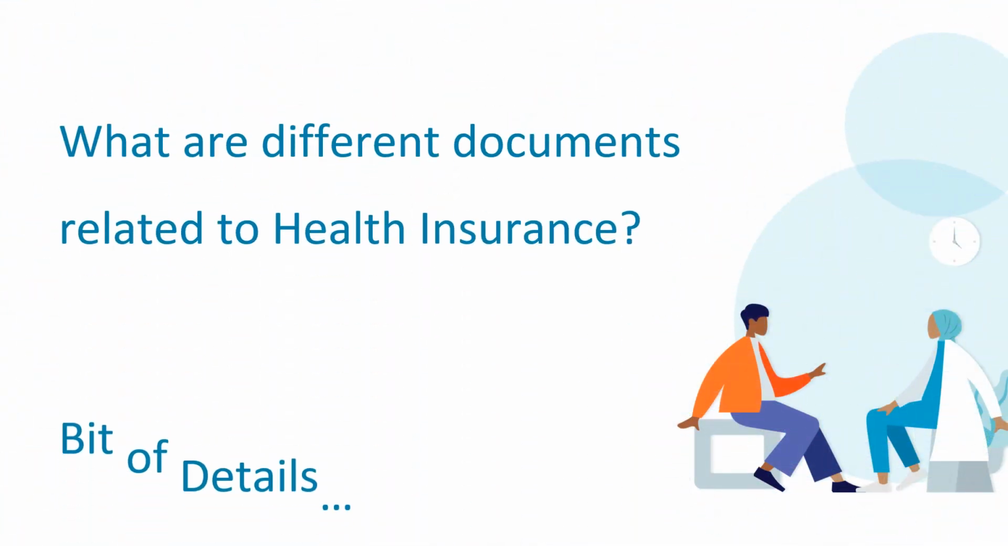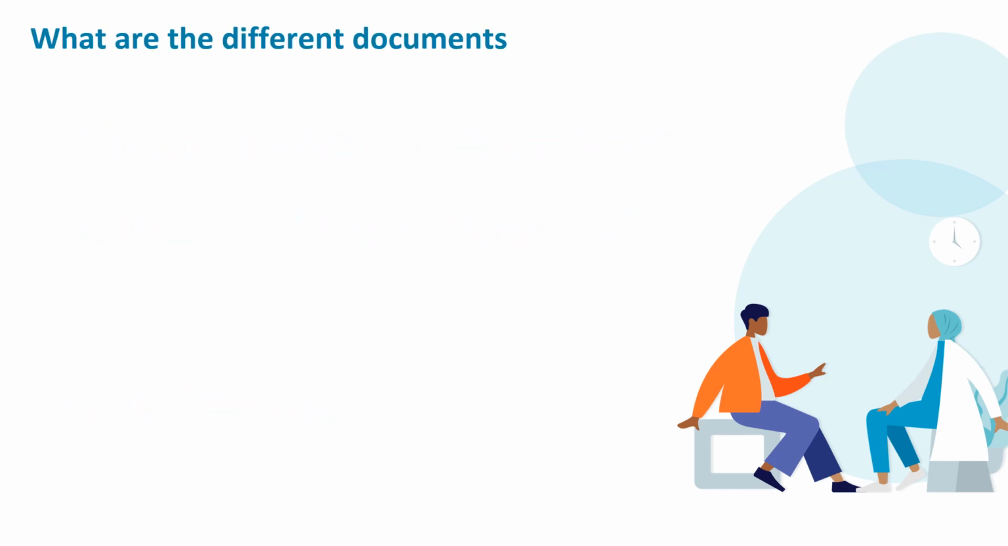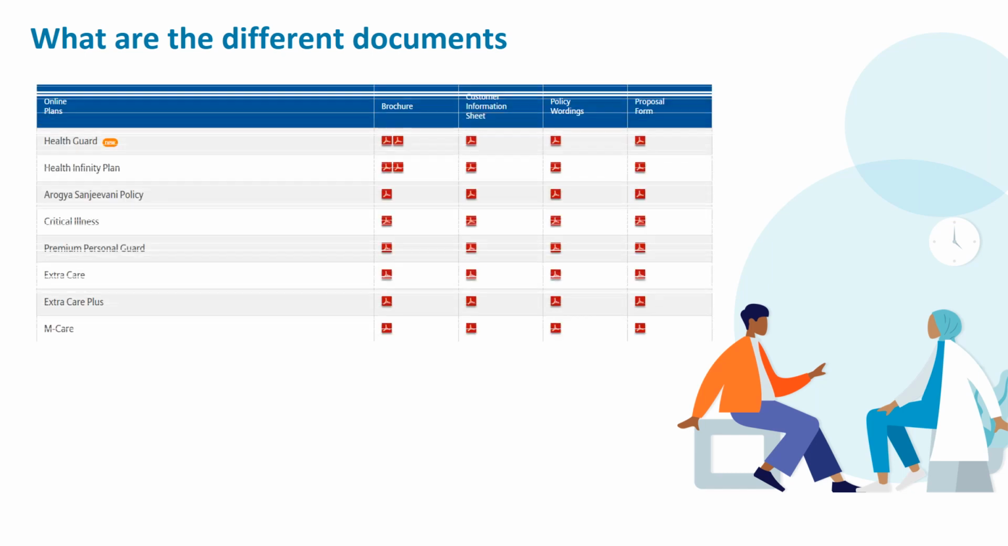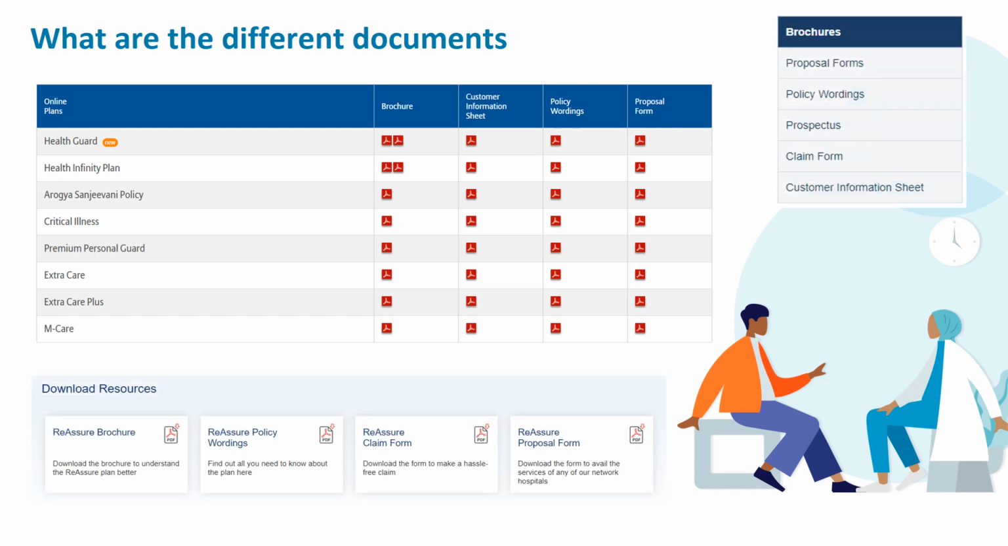There are quite a few documents which are associated with health insurance. We will see a bit of all these documents, what they contain, what their importance is, and how they look like. So now what you see on the screen are from the websites of different service providers. Most common documents are brochures, customer information sheet, policy wording documents, proposal form, etc.